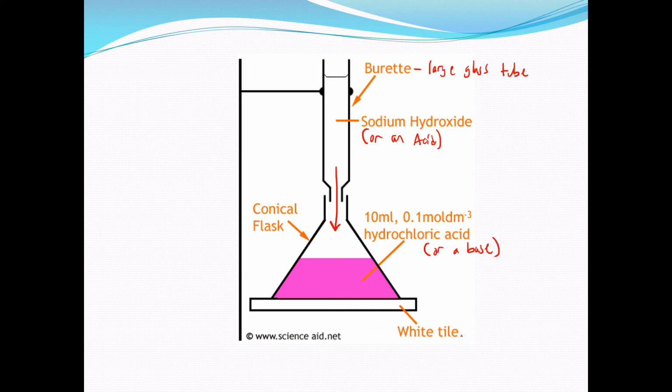The white tile is present simply because it makes it easier to detect color changes, and we usually add an indicator to give color. The indicator will change color when the solution hits the equivalence point. We'll talk about indicators in more detail later in another video, but for now, this is what the basic titration apparatus looks like.